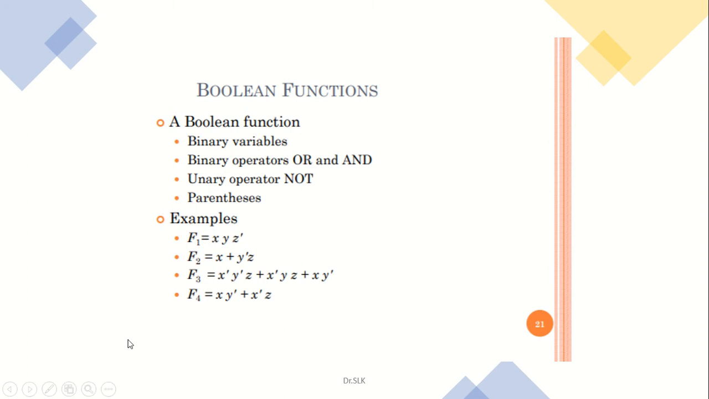Examples that we are going to use here: f1 is equal to xyz', and f2 is equal to x + y'z, and f3 is equal to x'y'z + x'yz + xy', and f4 is xy' + x'z. These are the examples that we will be using for the study of Boolean expressions.